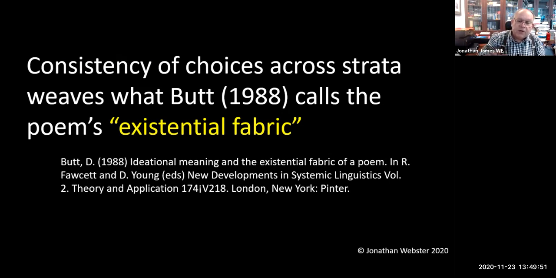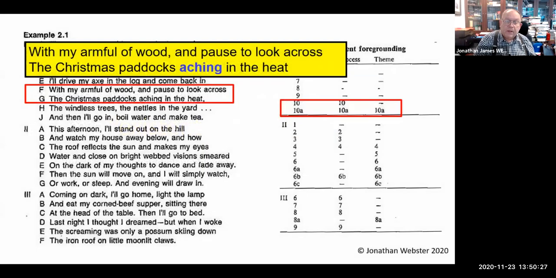Butt talks about a consistency of choices across strata. Well, strata meaning across different kinds of meaning. It weaves what Butt calls the poem's existential fabric. This consistency of choices. As we saw, whether it was transitivity, logical, tense, there was a consistency. Where is that consistency? What is it? It's pointing out as a sort of existential fabric, pointing to the extended metaphor that is being created. Now, you remember that Hasan points to where these kinds of foregrounding do consistently join, and they join at certain points of the poem.